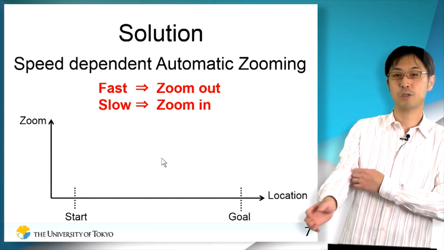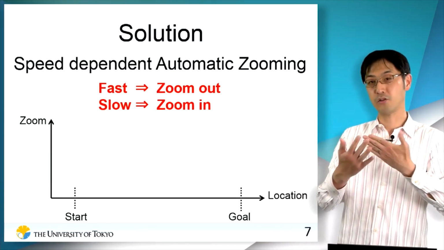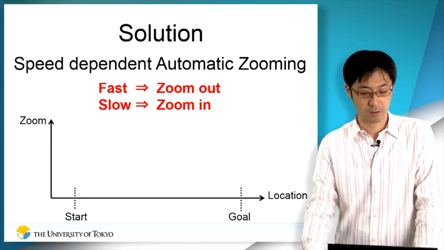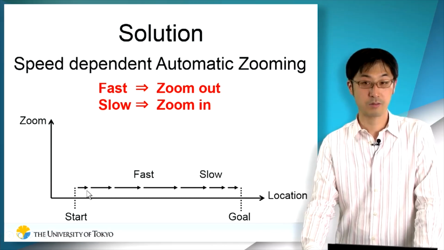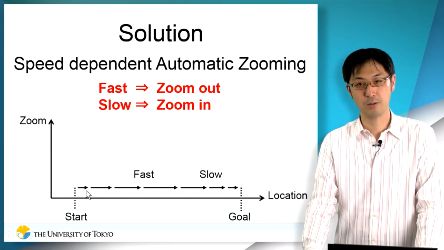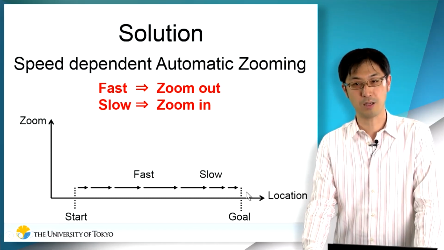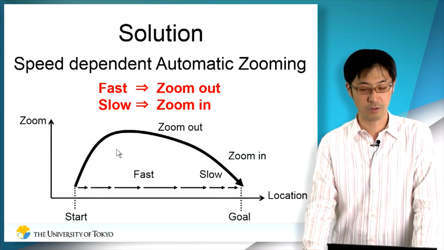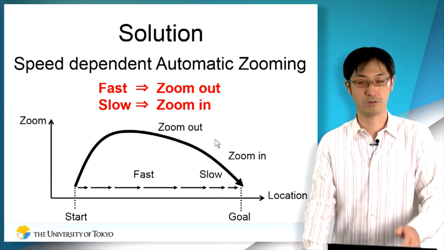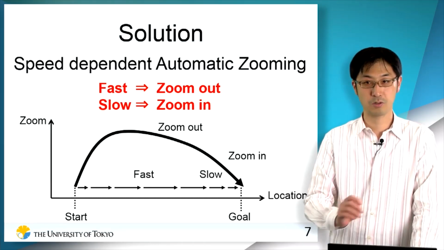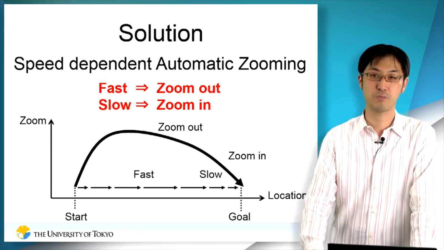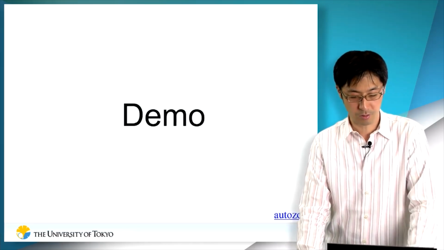So what we propose here is to automatically zoom in and zoom out depending on your speed. So if you start moving slowly, then move fast, and then slow down, as you change the speed in this way, the system automatically changes the scale of the screen. In this way, the user can navigate through a large information space just by controlling speed. So let me show you a demo again.